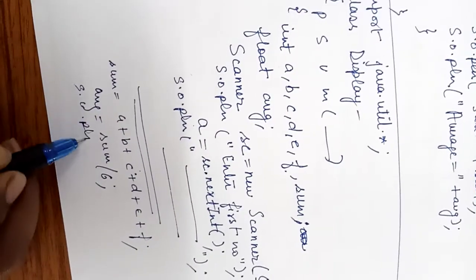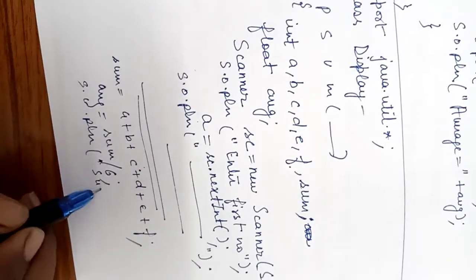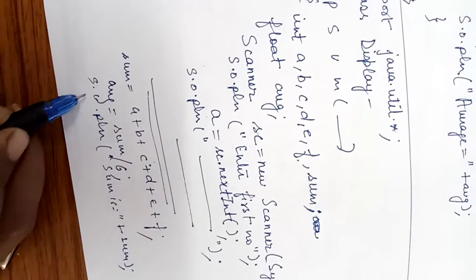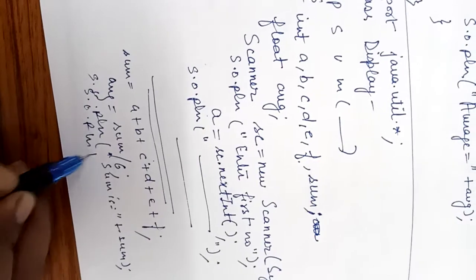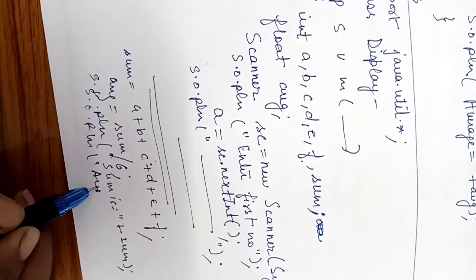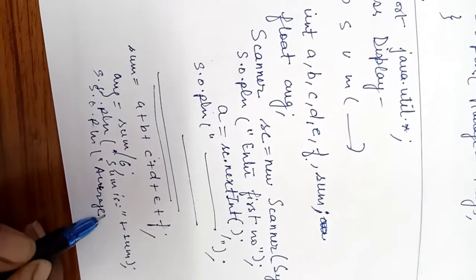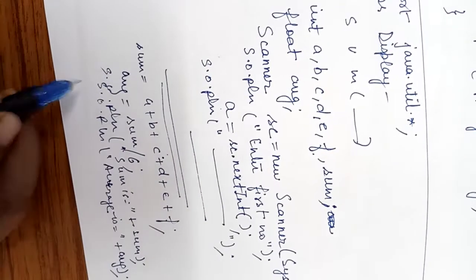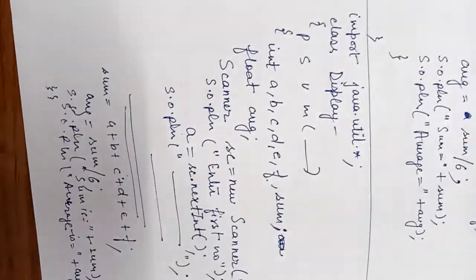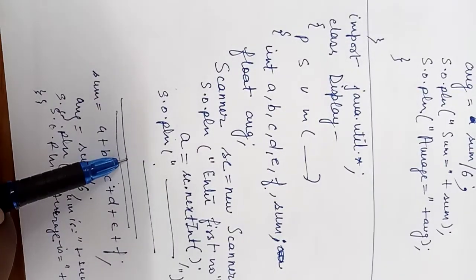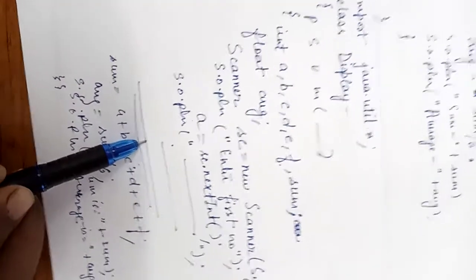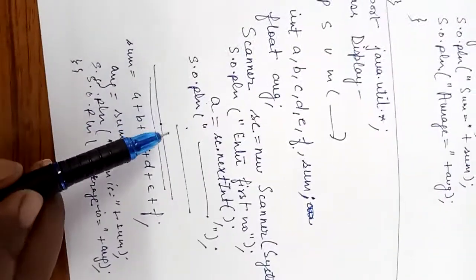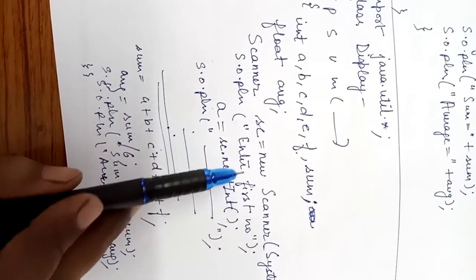Then SOPLN sum is equal to sum, SOPLN average is equal to AVG, then close. I have not written all the statements. You will have to make the complete program in your copies. You will be writing all the programs in your copies. Complete this one also. You have to repeat the same statement.